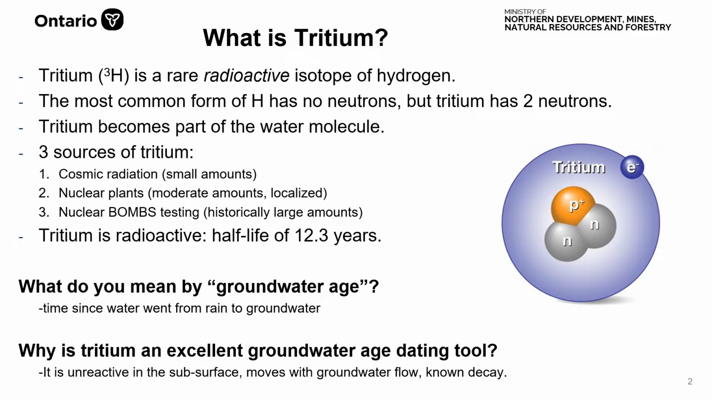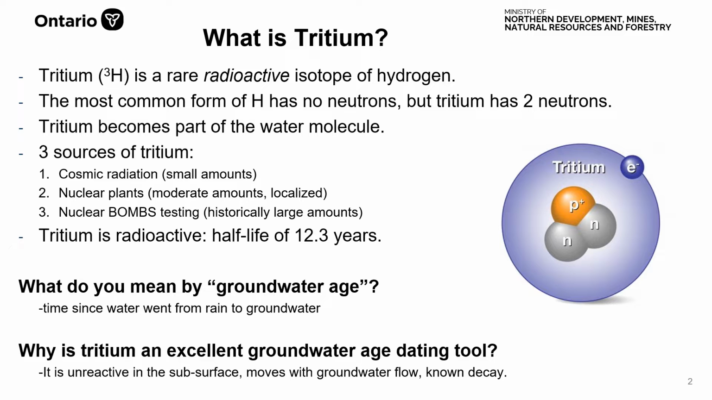So I thought we'd start with just a little refresher on tritium. Just a reminder to everyone, it's a radioactive isotope of hydrogen. The common form of hydrogen has no neutrons, but tritium has two, so it's heavier. And it becomes part of the water molecule, so it ends up being quite a conservative tracer.